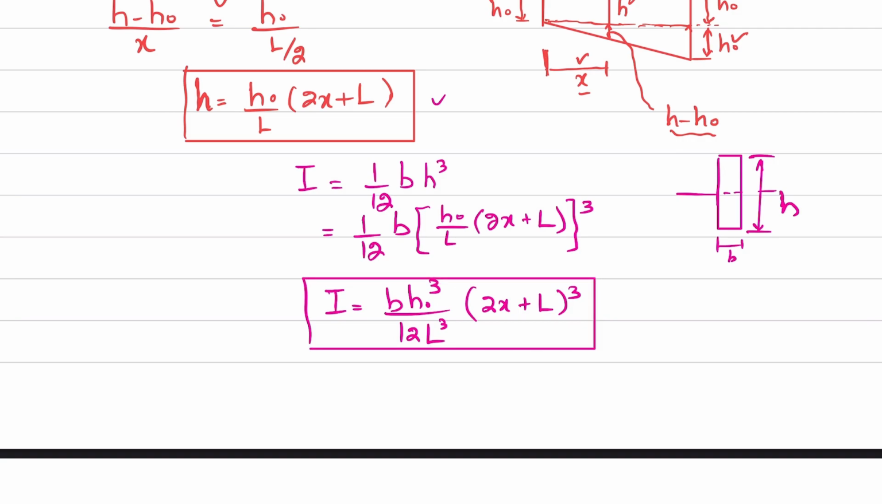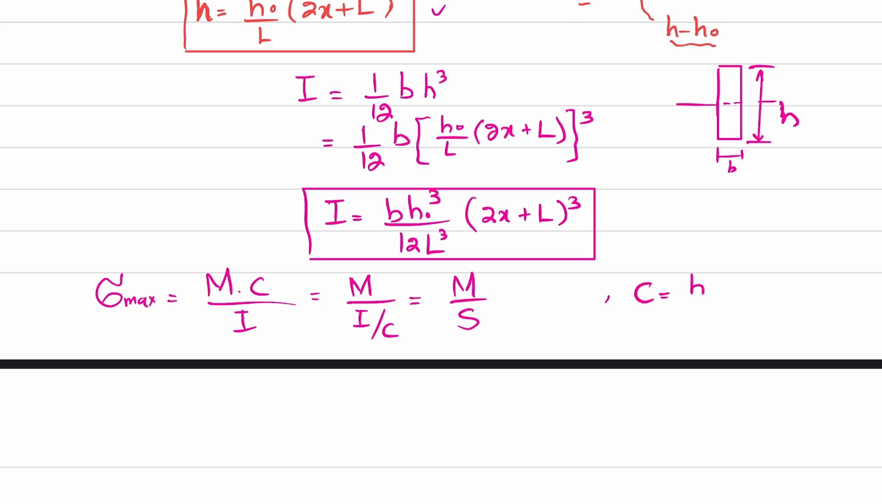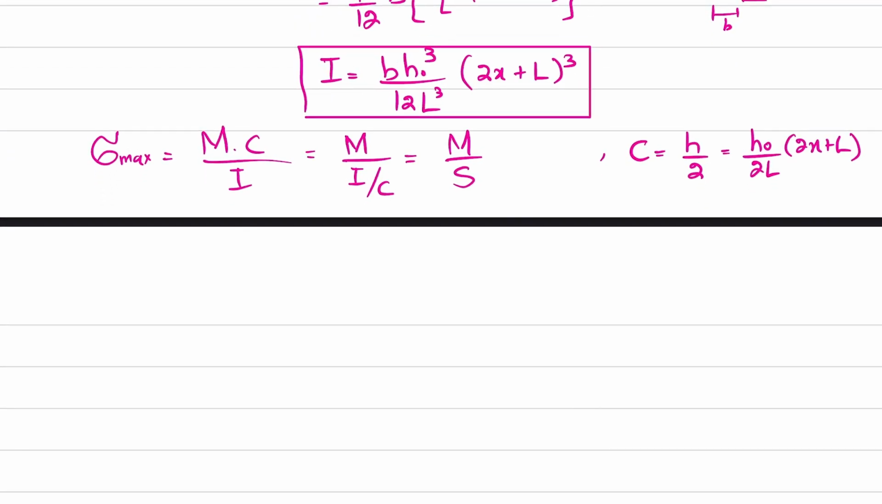Clear? Now again you can see that maximum bending stress is equal to maximum moment into C divided by I, or you can also write it as M divided by I over C, where I over C is represented as S, and that is section modulus. So for section modulus we need I and C. C will be equal to h by 2, and h is this one. So you just put h naught over 2L into (2x plus L). This is C.